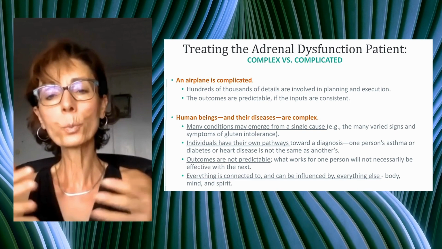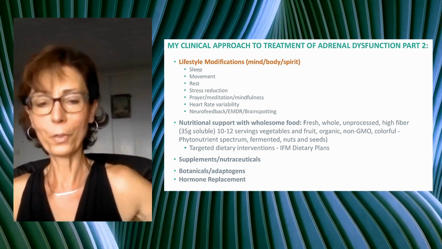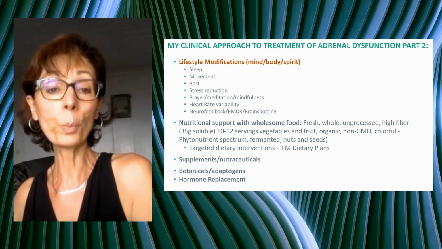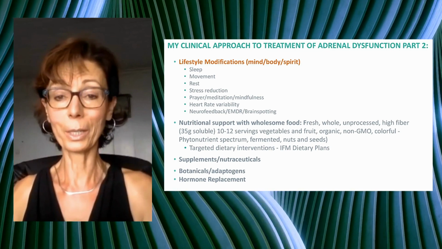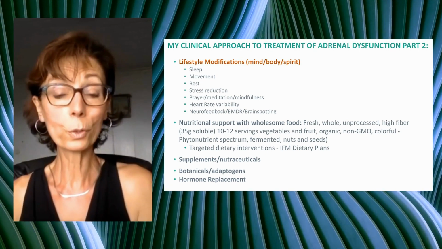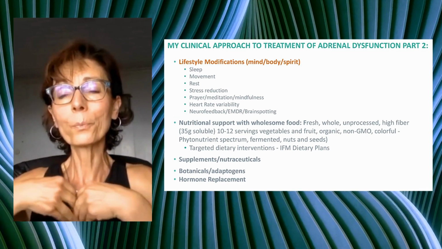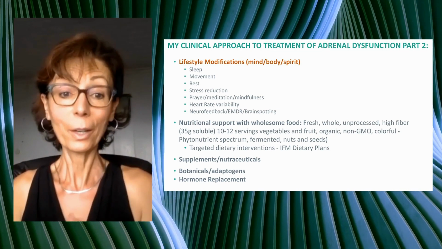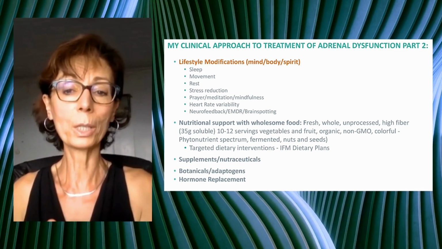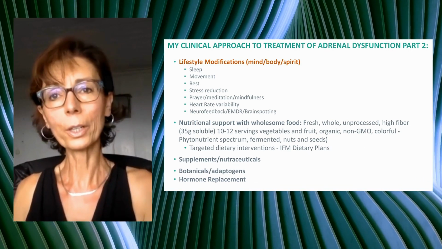My approach has always been to start with lifestyle modification, right? To really look at that bottom part of the matrix: how is their sleep? How are they moving? Are they resting? What's their stress like? What are their coping skills? What are their relationships like? And what can we do about it? Of course, we're also going to focus on nutrition, making sure they're eating 10 to 12 servings of fruits and vegetables, predominantly low glycemic load fruits, so that it's phytonutrient dense and colorful. Then we're going to add our supplements or nutraceuticals, as well as our adaptogens and our hormone replacement when needed.